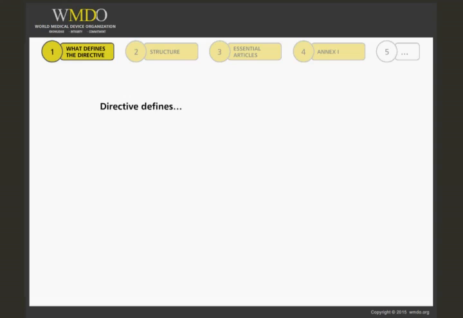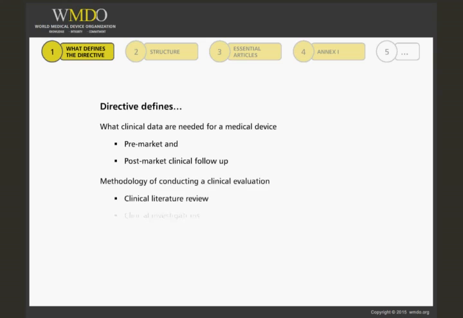Before we get into the contents of the directive, let's look at what the directive is defining for clinical professionals. The directive is dictating rules for what clinical data are necessary to put a medical device on the market, as well as any requirements for post-market clinical follow-up, and the methodology that needs to be applied in making the necessary clinical evaluation steps.